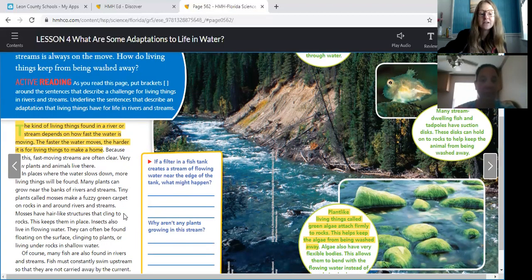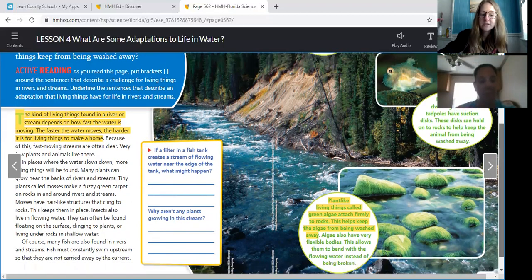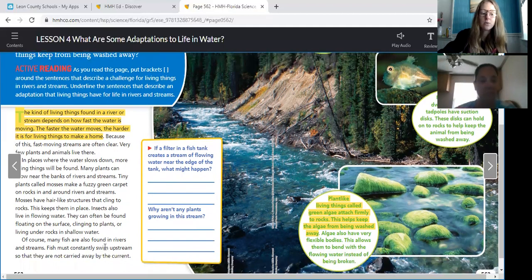Mosses have hair-like structures that cling to rocks. This keeps them in place. Insects also live in flowing water. They can often be found floating on the surface, clinging to plants, or living under rocks in shallow water. Of course, many fish are also found in rivers and streams. Fish must constantly swim upstream so that they're not carried away by the current.